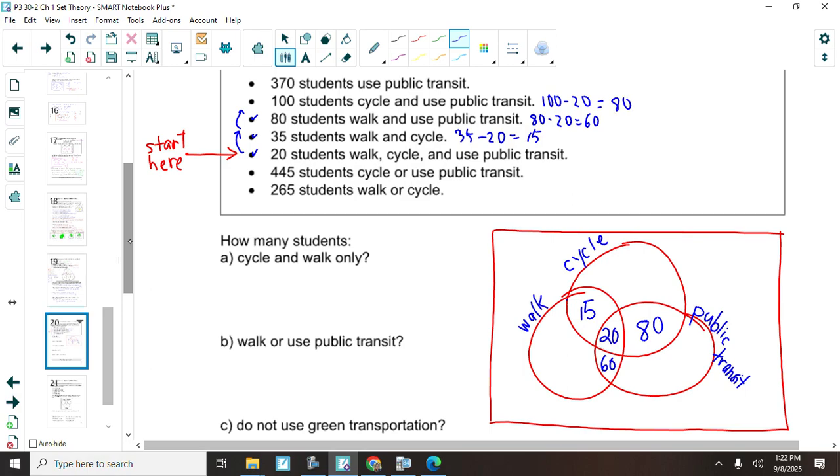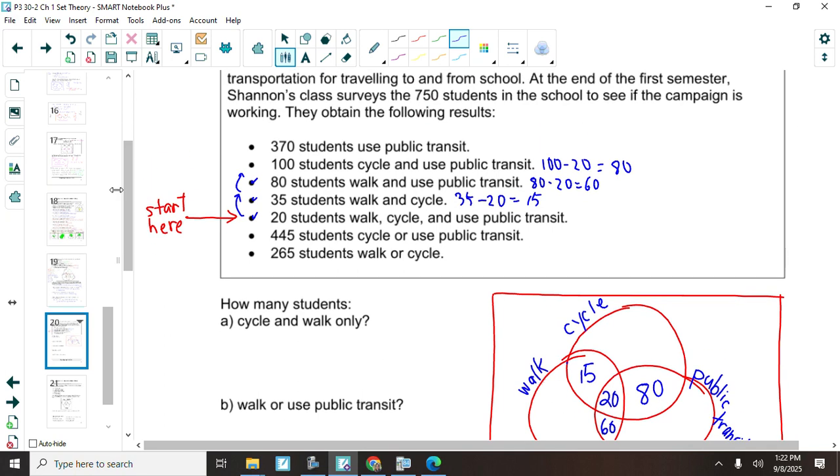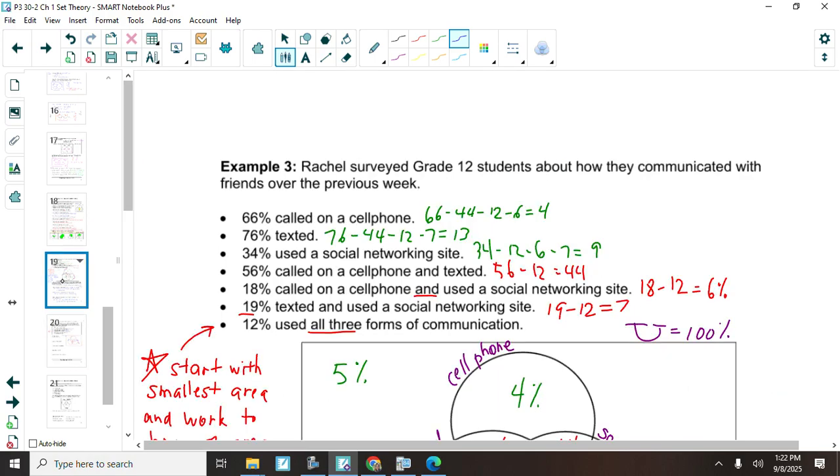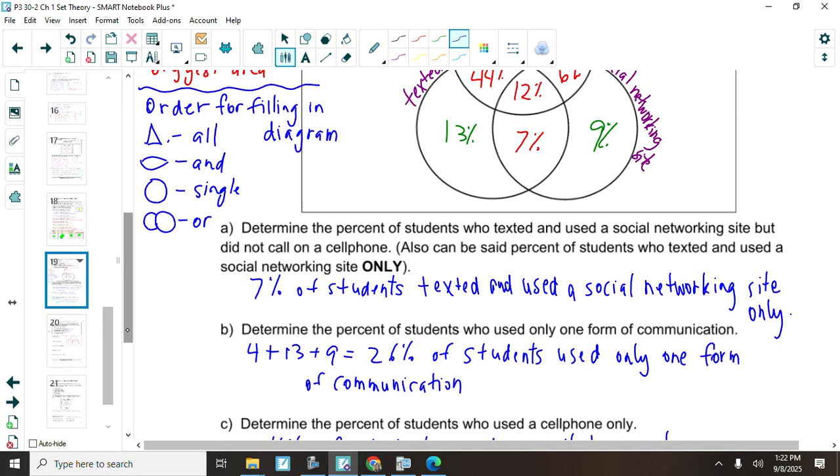And then, okay, we also had our universe, which is 750. All right, and we knew that 370, so this is our only. When I go back to my previous page, I'm just going to flip there real quick. Okay, start in the triangle, do all your intersections, all your eyeballs, and then do your singles. This is your only.